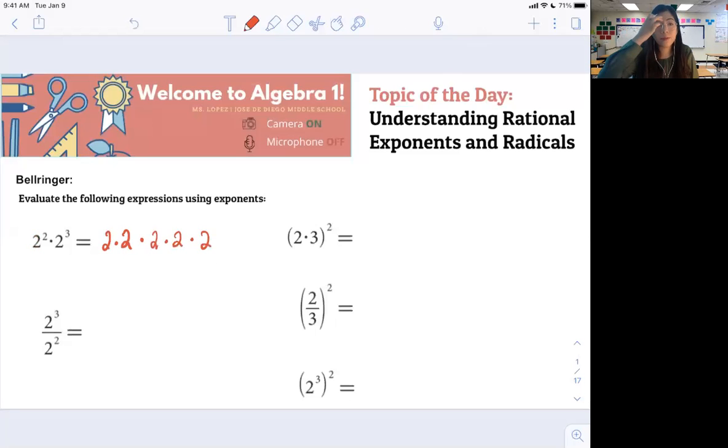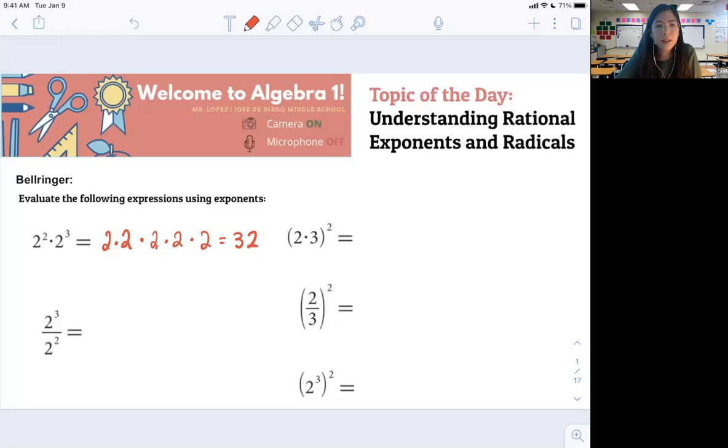Okay, so I have 2 to the power of 2 times 2 to the power of 3. We're just doing 2 times 2 times 2 times 2 times 2 times 2. What do you get when you do that? This is something you can quickly do on your hand, right? 2 times 2 is 4, times 2 is 8, times 2 is 16, times 2 is 32. What is our final answer? 32, good.